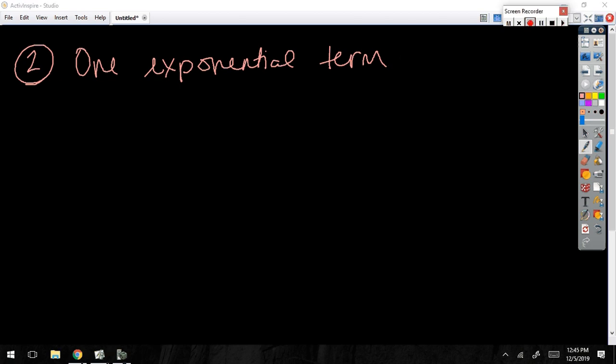So you see one exponential term in there and that's it. There's other stuff in there, but there's only one base that has exponents on it. Nothing else has exponents. So maybe it looks something like this.